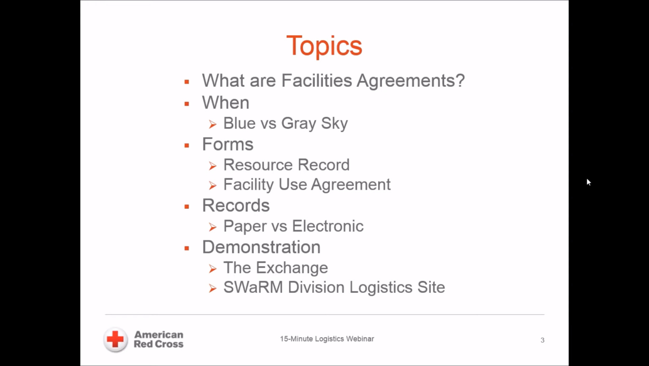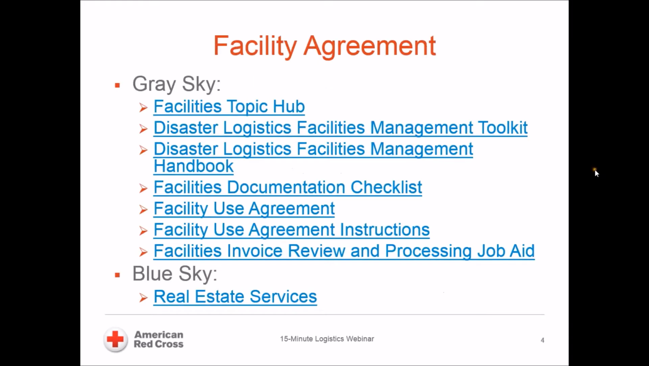And then I would recommend you keep a list or a roster of them, like in an Excel spreadsheet, so you know what facility agreements are out there, which ones are current, and the different functions that the facilities have agreed to be used for. And then I'm going to wrap up with a demonstration on the exchange, and then also show you some information on the logistics site as well.